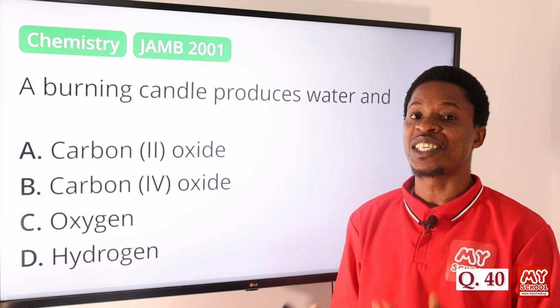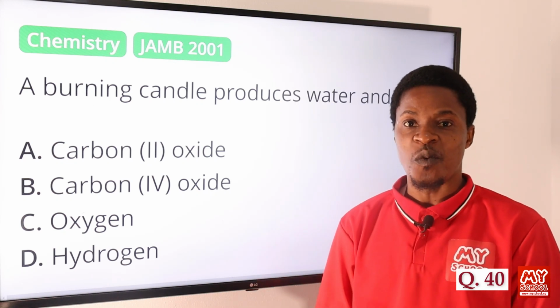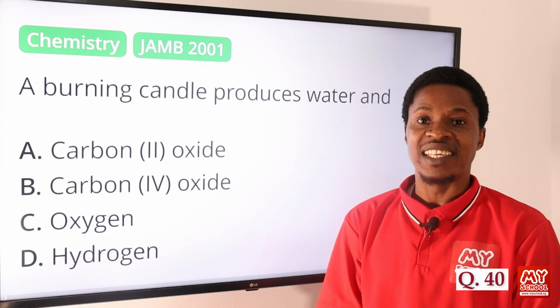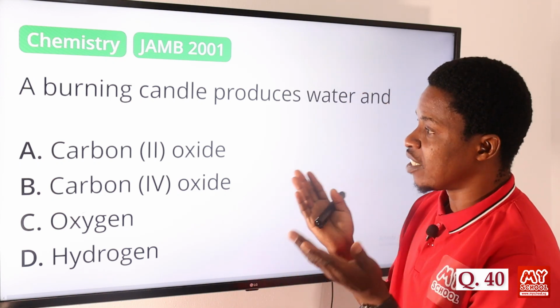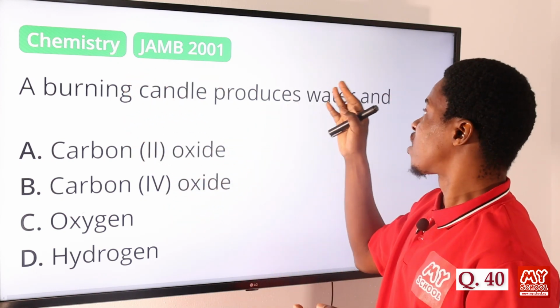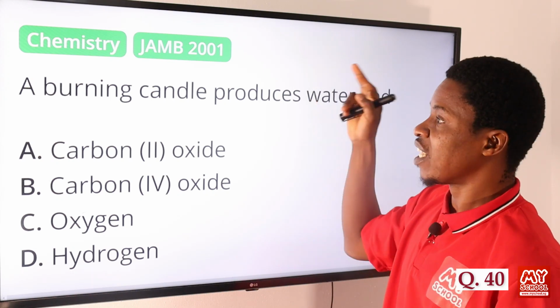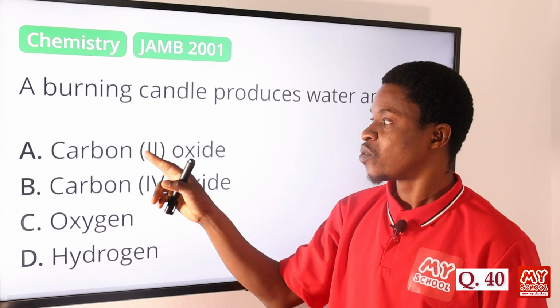So in other words, they are asking you that combustion of hydrocarbon will form what? CO2 and water. So there's no need wasting time. A burning candle is a hydrocarbon. It produces water and what? They gave us one of the products already. Water and carbon dioxide. So option A says carbon dioxide.